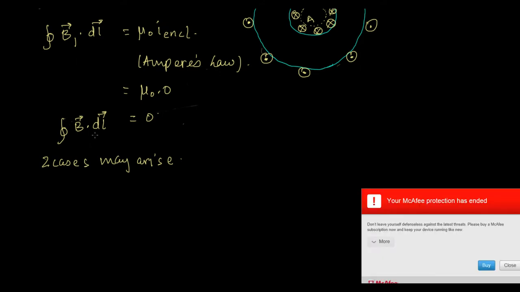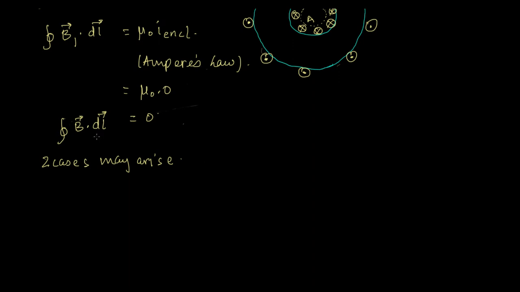The length dl is never zero. That means that the magnetic field is zero. The length dl is never zero. So that is ruled out. Otherwise there would have been three cases. Right? That length dl itself is zero. So the first case is that B is perpendicular to DL always, right?